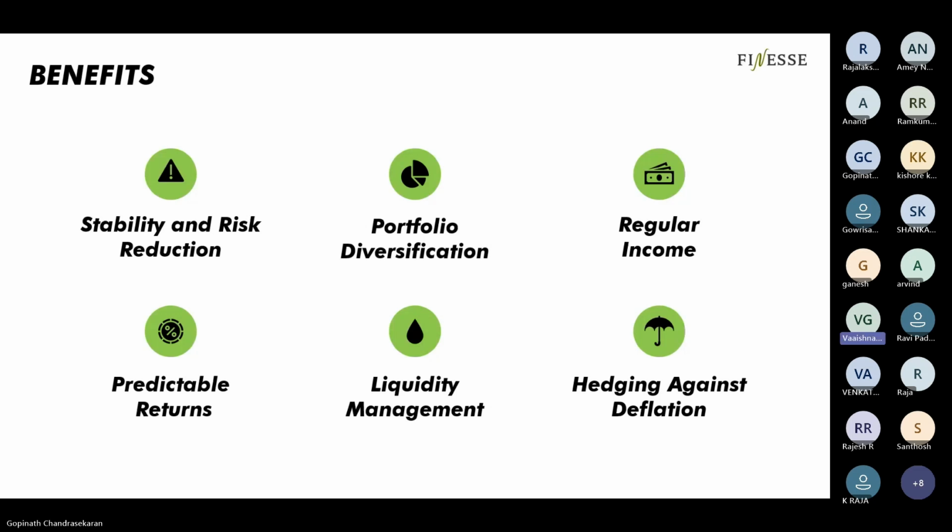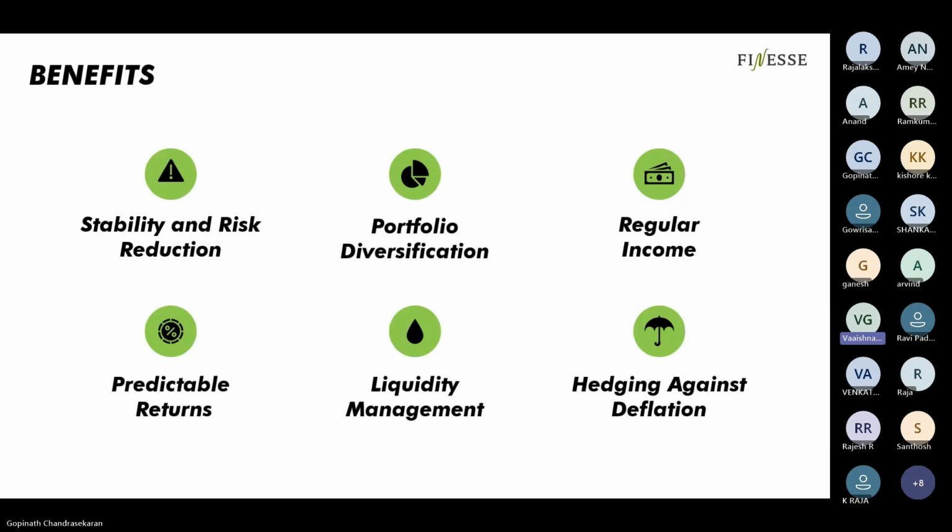When you look at portfolio diversification as a benefit, including debt securities in a portfolio helps achieve diversification as they tend to move differently from stocks and other assets. This reduces the overall risk of the portfolio because bonds often perform better when stocks are struggling, balancing the impact of market fluctuations. So this lowers the overall portfolio volatility.